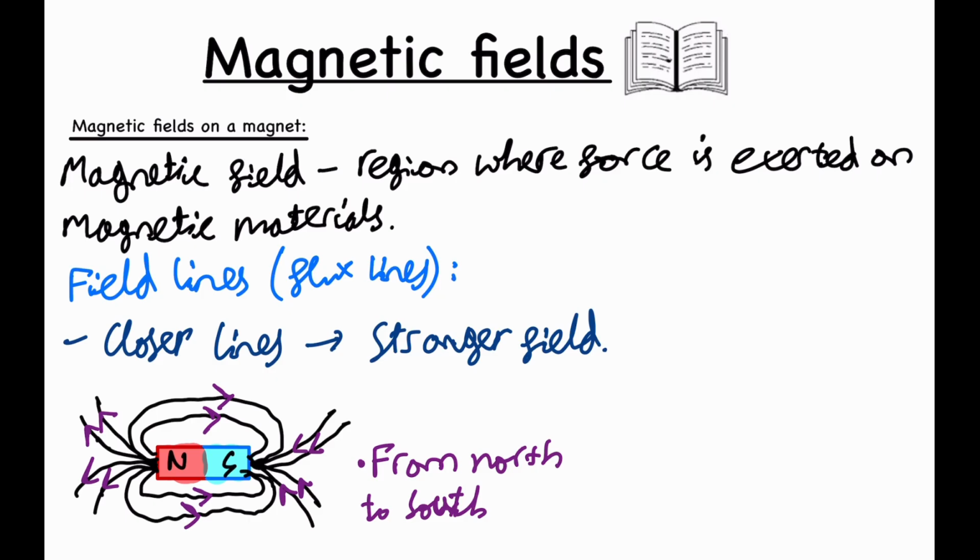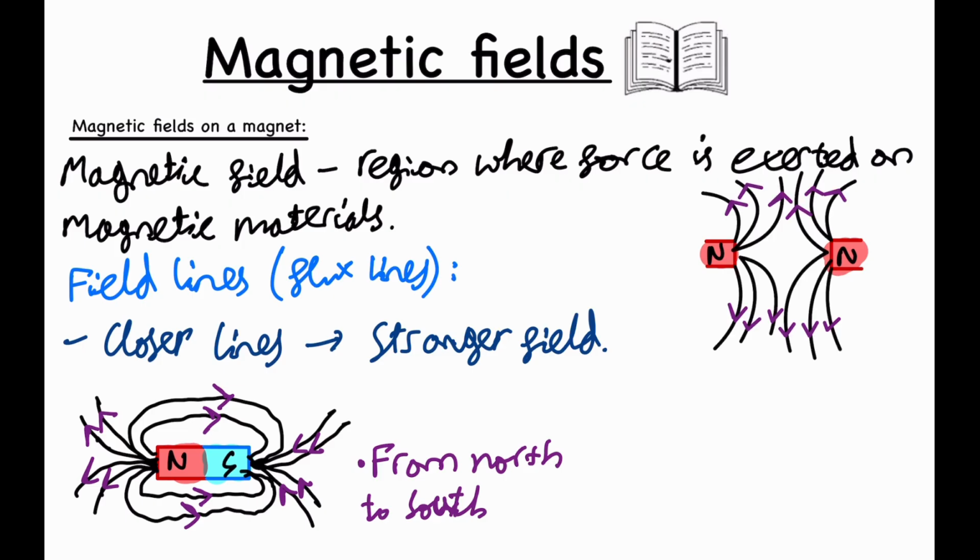Say you have a magnet that looks something like this, where you have two north poles. The field lines will look something like this. They'll go away from the north, and in this region in the center, the fields cancel out, so you have no lines. This can be the same for south. Instead of north poles, you have south poles, except the field lines will go towards the magnets instead.